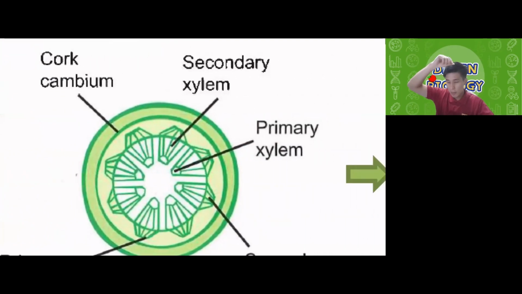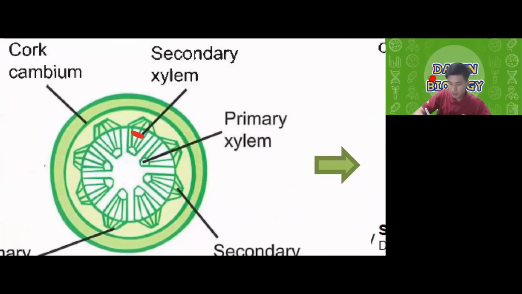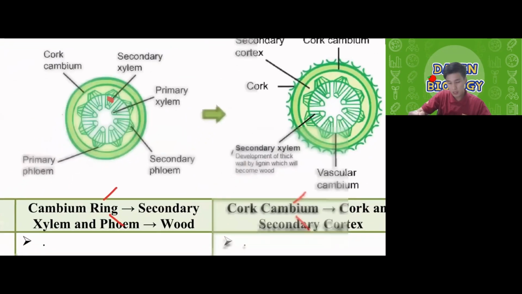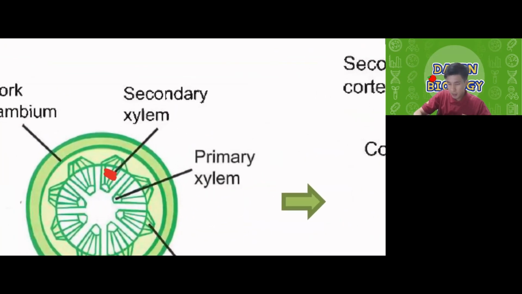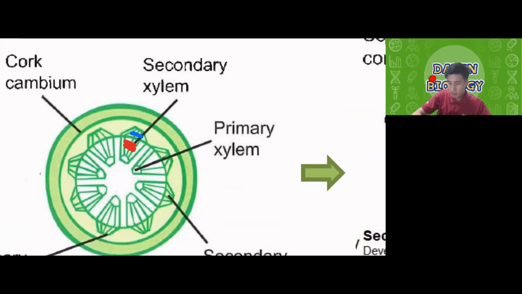As you can see here, the secondary xylem here and secondary phloem here. Primary xylem is being pushed inside already. See, they labelled it here already. And your primary phloem is pushed outside. So just remember, further away is primary, closer is secondary. Understand? Can?